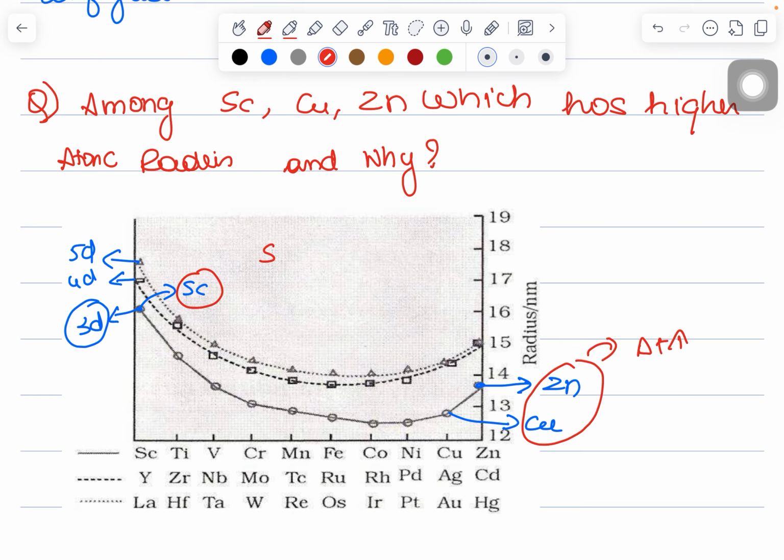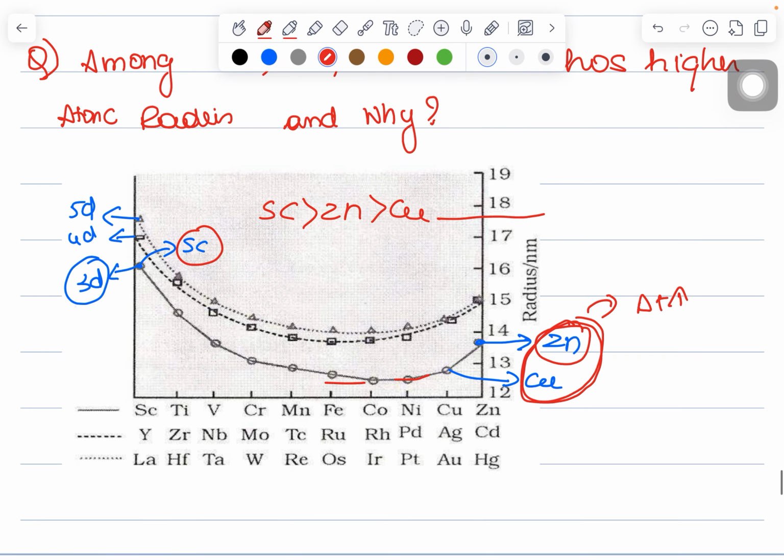So among all the 3D block elements, scandium has the highest atomic radius. Then you have to see zinc and copper. In zinc and copper, who has the higher atomic radius? That is zinc. And last comes copper. After copper is the rest of the 3D block elements.